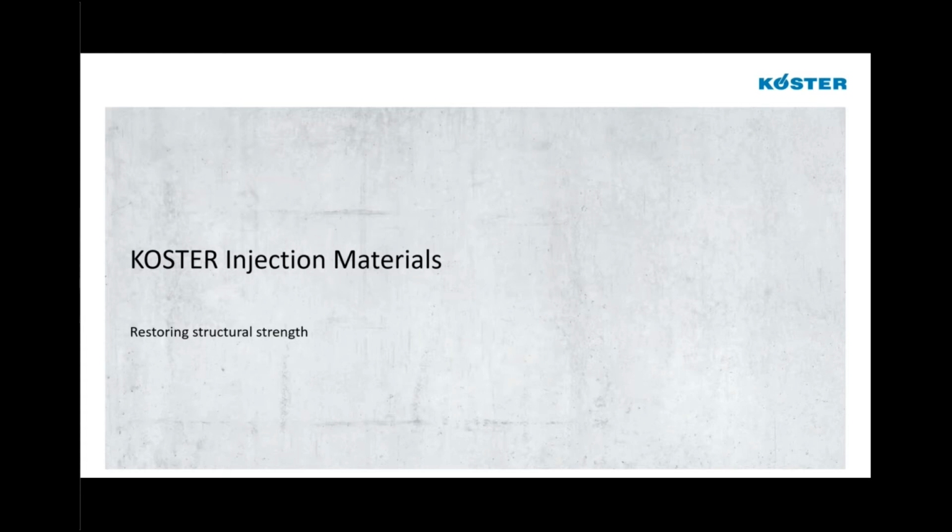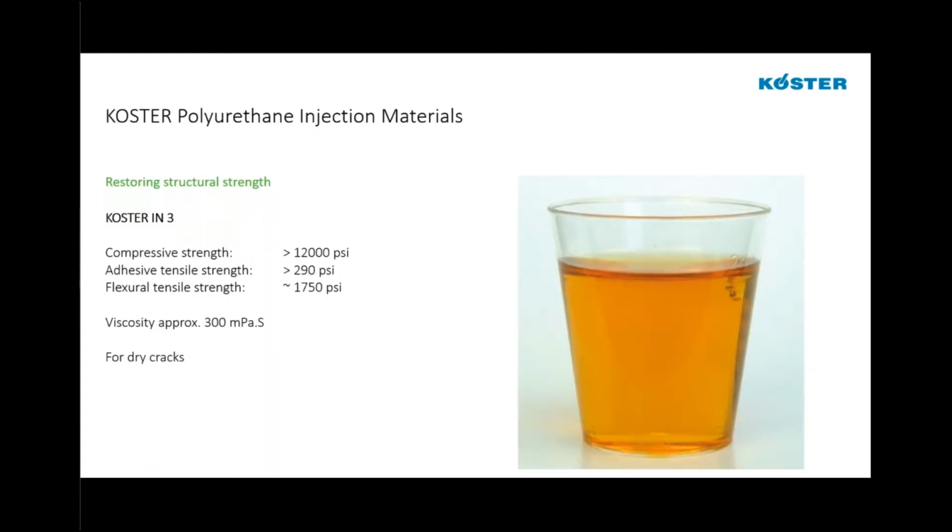Finally, for restoring structural strength, we have the IN3 as a polyurethane injection product. That's a solid body resin. It cures with a compressive strength of greater than 12,000 psi with great flexural strength and very high tensile strength to bond to either flank of the crack or joint that it's injected into, with a fairly low viscosity, about 300 cps. This is used for dry cracks for structural rebonding.